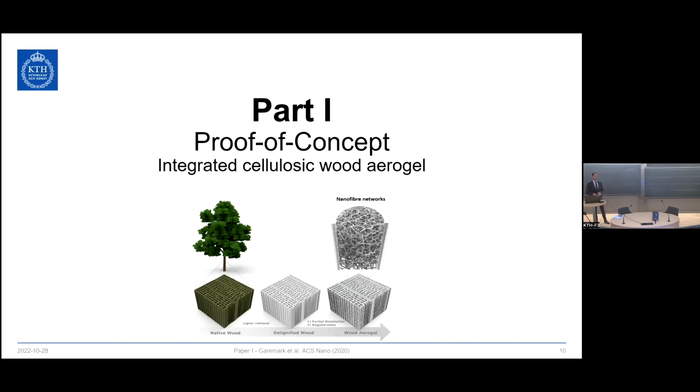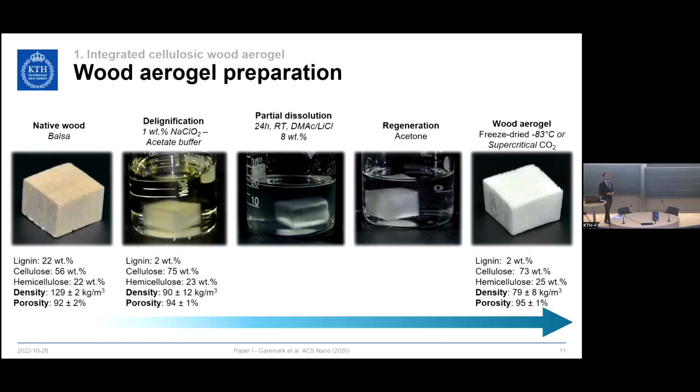So in the proof of concept, we formed the wood aerogel by treating native wood with delignification. This removes the lignin and opens up the cell wall, in which we could partially dissolve it using D-magnesium chloride at room temperature for 24 hours until the wood turns semi-transparent. We can then regenerate the wood, which is the same as precipitation, in acetone, and we can obtain the aerogel by drying it in freeze drying or critical point drying.